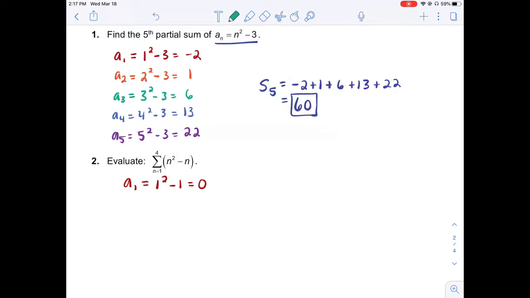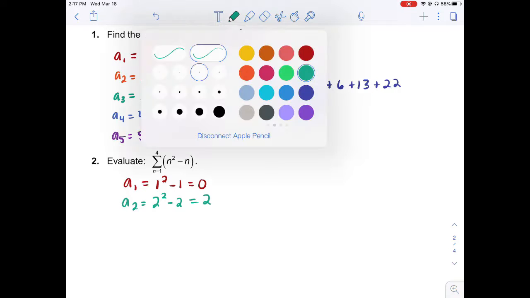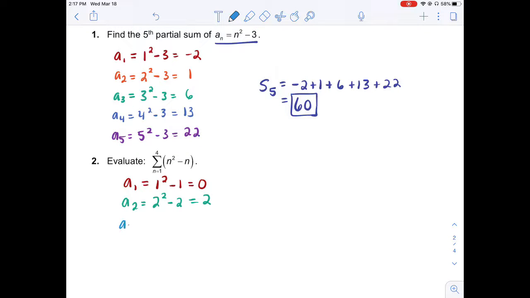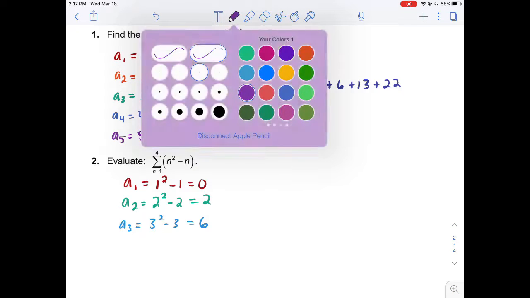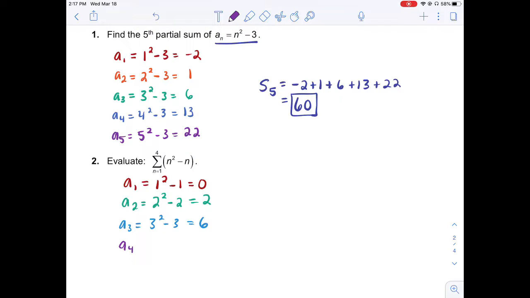For the second term, that's 2 squared minus 2, which gives us 4 minus 2, which is 2. The next term, a3, is 3 squared minus 3, which gives us an answer of 6, 9 minus 3. And then lastly, the fourth term, which is 4 squared minus 4, which gives us 16 minus 4, which gives us 12.